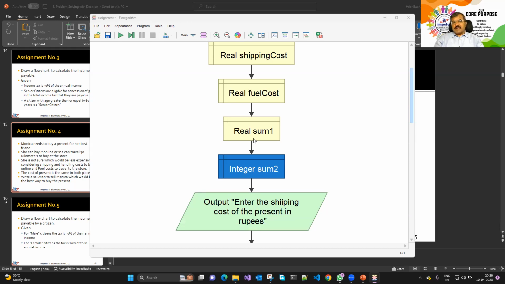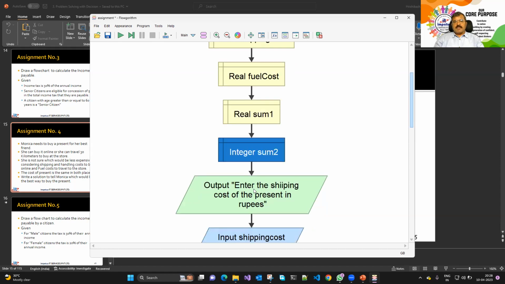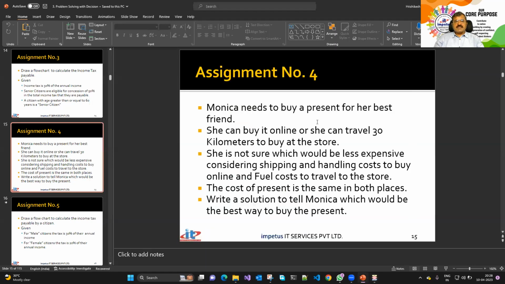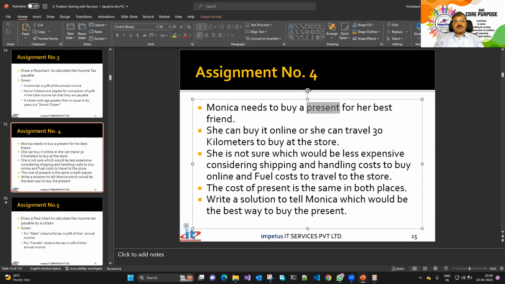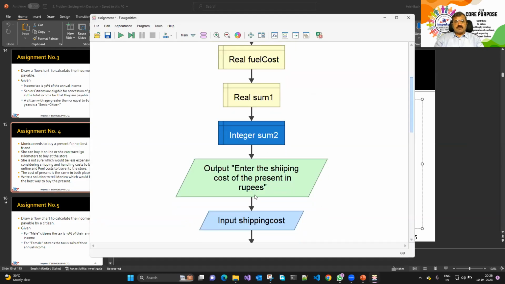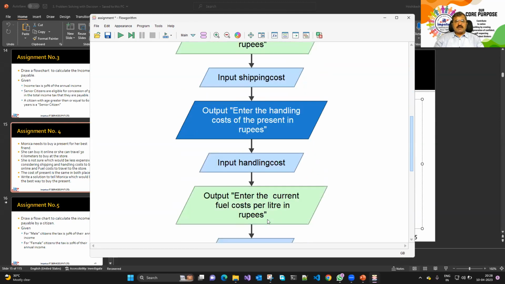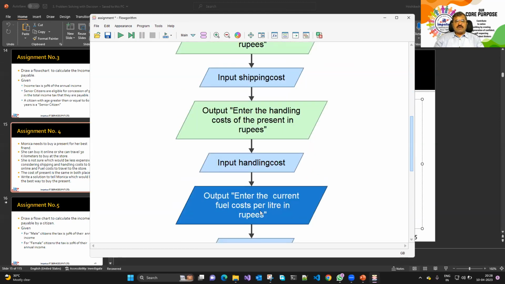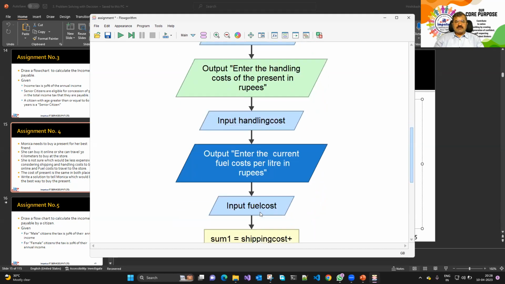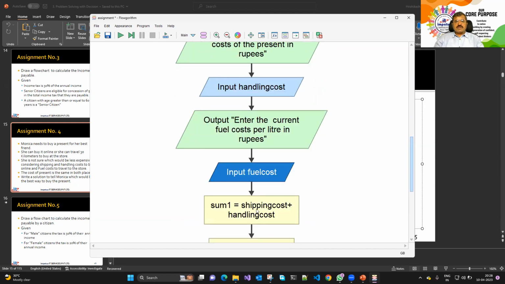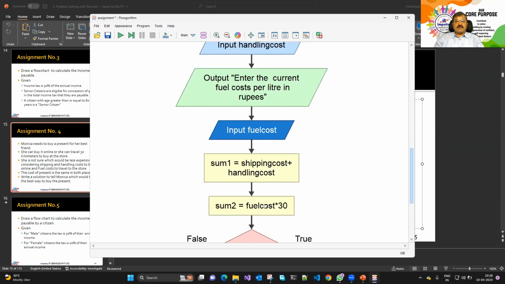So these two variable names, someone and sum two, are not acceptable. Enter the shipping cost of the present in rupees. So there was a present that she had to buy for a friend, and he's asking for the shipping cost. The shipping cost has been accepted. Then the handling cost has been accepted. Then enter the current fuel cost per liter in rupees. Okay, the fuel cost has been accepted. So shipping cost plus handling cost is someone, or that could be named online purchase cost. That's the name that we could have given to this particular variable.